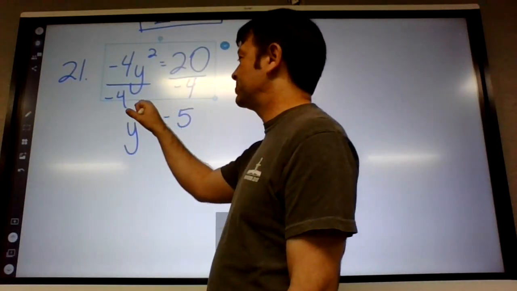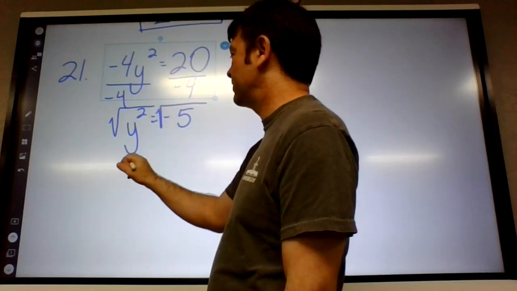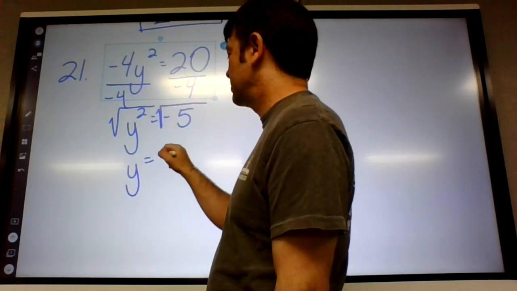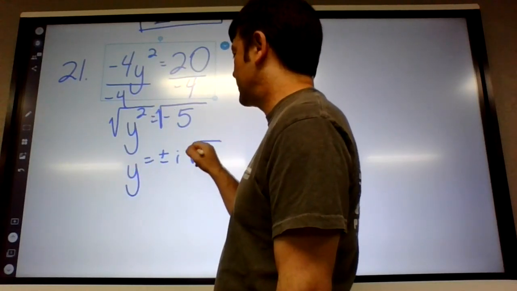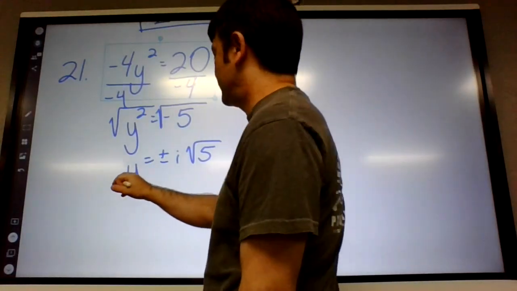So square root. What's the square root of negative 5? Plus or minus i square root of 5. The square root of 5 does not simplify.